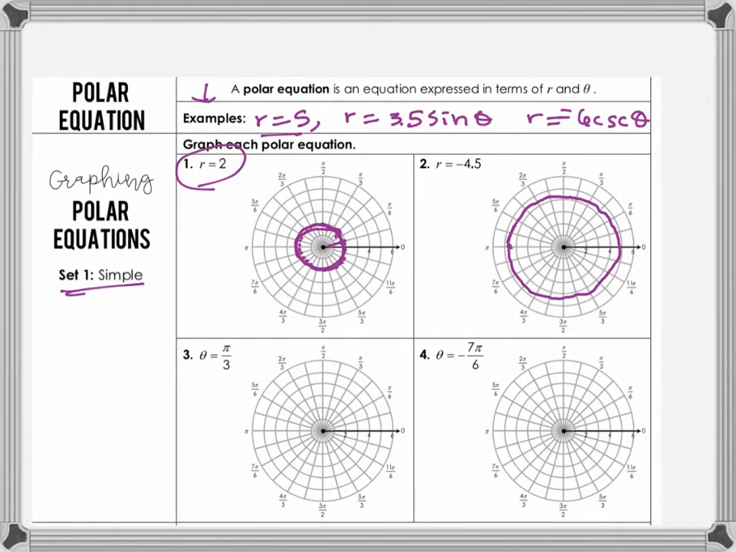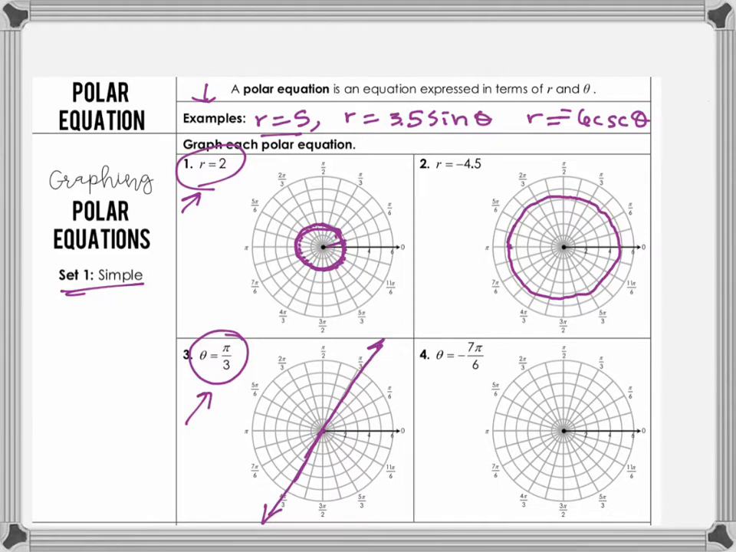Going on to the next one. Now, theta equals pi over 3 would be the line at pi over 3. So it's any r, so it would be continuous that way, and it could also be negative, so we have to continue it this way also. So the r equals are circles, and the theta equals are straight lines.